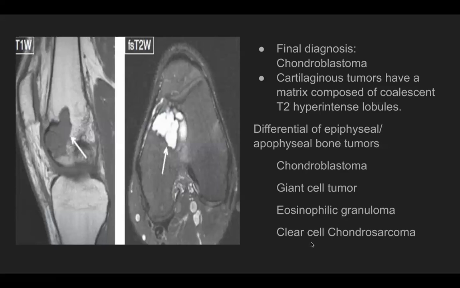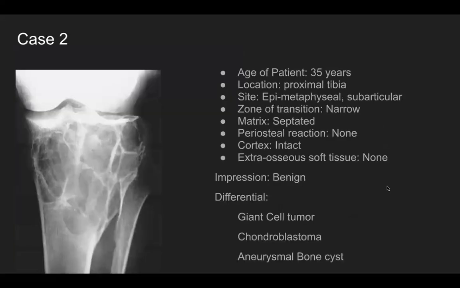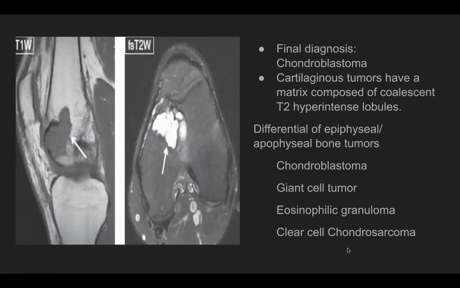But there is one malignant tumor, which is clear cell chondrosarcoma, which can also involve the epiphysis or the apophysis. So one malignant tumor is there, but most of the tumors will be benign in the epiphysis. And this clear cell chondrosarcoma, definitely it will be in an advanced age group.